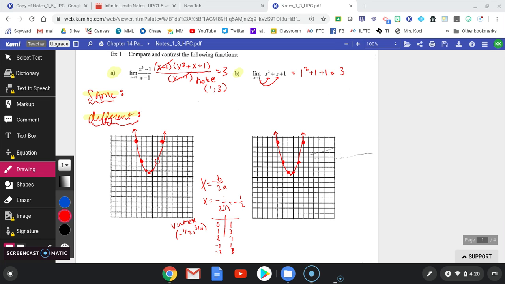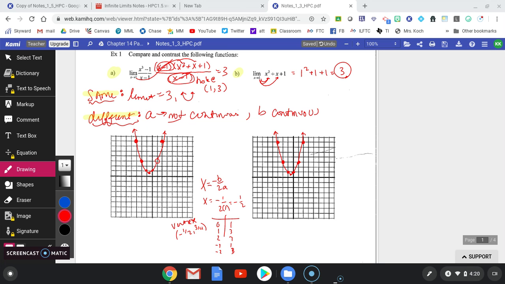So I found that this one had a hole, a removable discontinuity because of these factors that I could remove, and therefore after I removed them and I plugged in the 1, I got the limit to be 3. Here, this was nice. This guy was continuous, and so the limit also was 3. So the same thing that I found was that the limit for both was equal to 3. I also found that the graph ended up being a parabola for both. What I found being different is that A is not continuous because of that removable discontinuity. But B was definitely continuous.